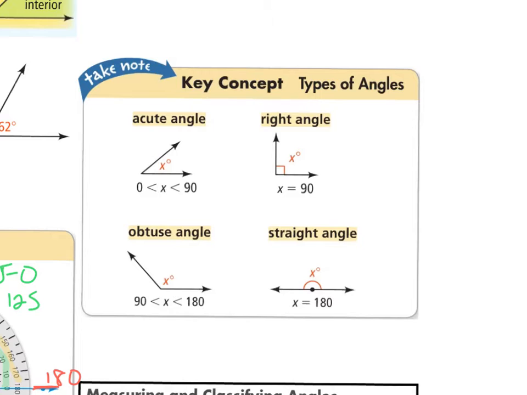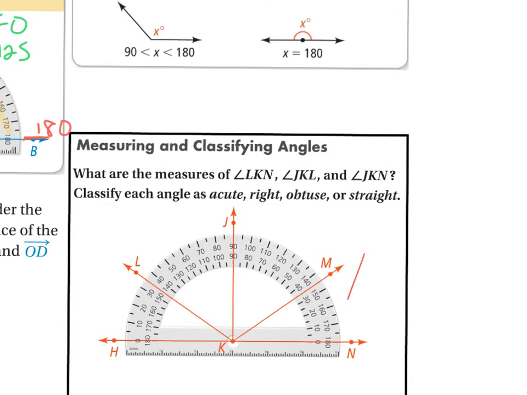So here's all the different kinds of angles that we're going to be talking about. We have acute angles, which are smaller than 90, so they're between 0 and 90. A right angle, which is 90 degrees, and you see that little right symbol, that means right angle. Obtuse is between 90 and 180. And then a straight angle is a straight line, which is 180 degrees. All right, let's go back to this.